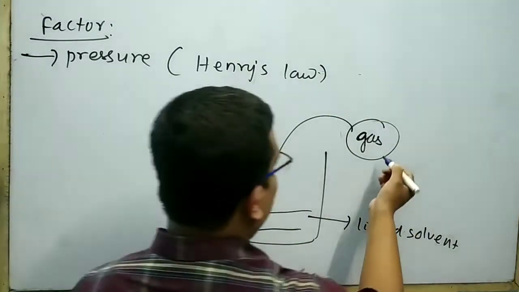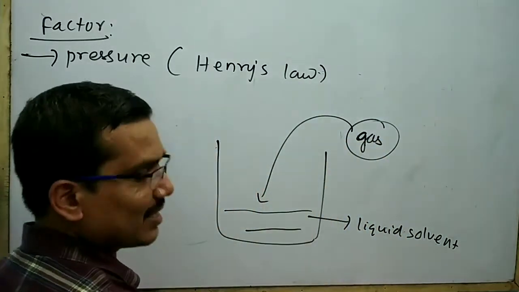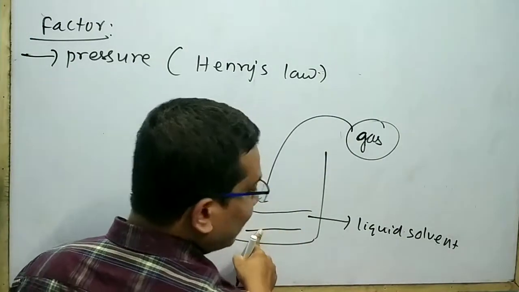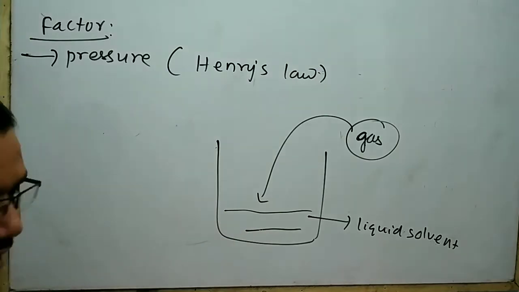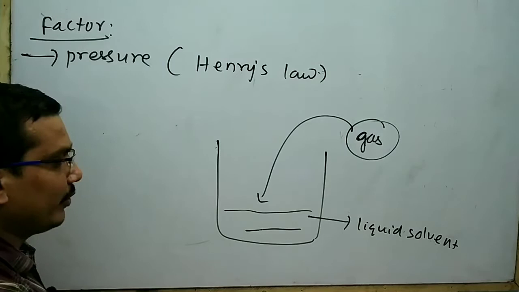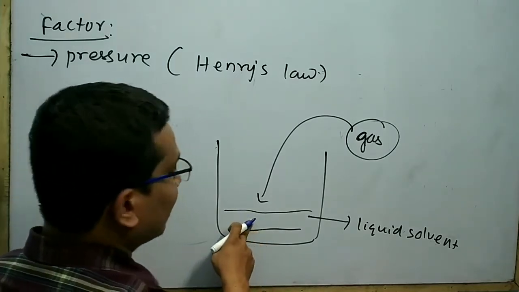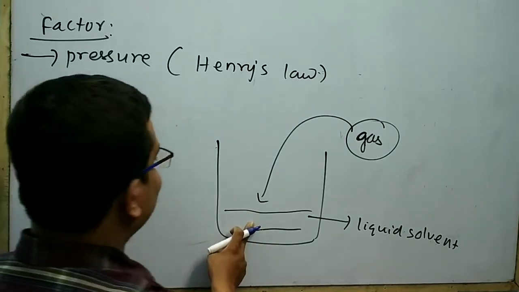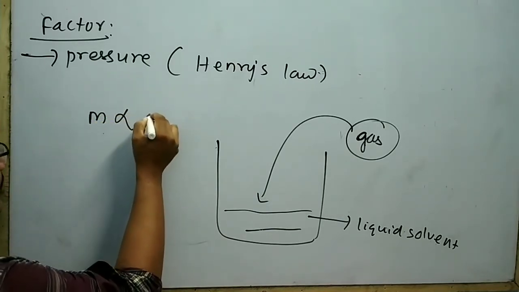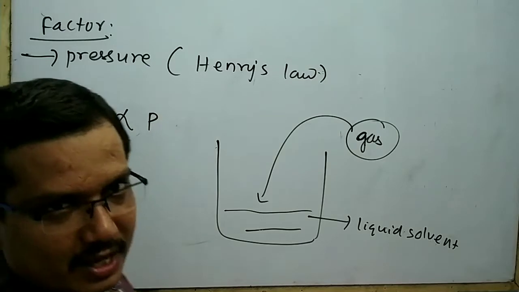If I apply more and more pressure on the gas, then more and more amount of gas will dissolve in the liquid solvent. As a result, the mass of gas dissolved also increases due to more amount of gas dissolved in the liquid solvent. That means the mass of the gas is directly proportional to the pressure of the gas.